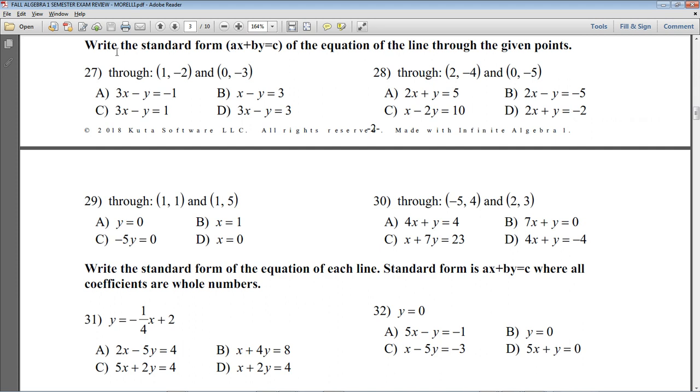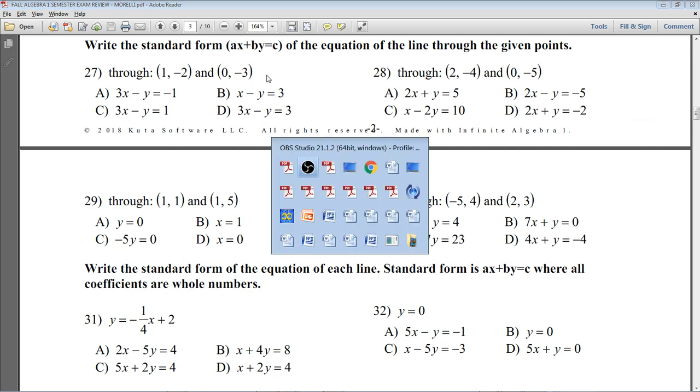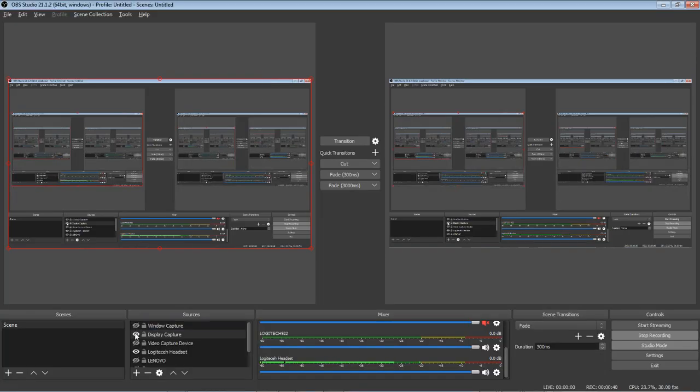The instructions say write the standard form ax plus by equals c of the equation of the line through the given points. All right, and here are the given points for number 27, 1 comma negative 2 and 0 comma negative 3. Okay, so let's flip back to our work surface.